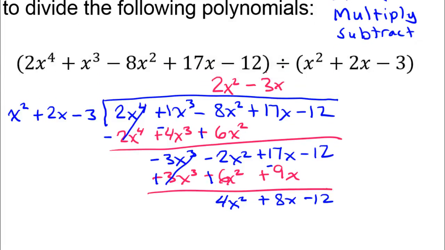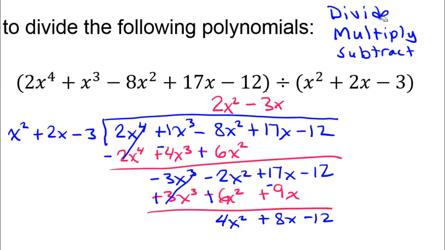So go back one more time to divide. When I'm talking about dividing, I'm looking at the first two terms. So I'm thinking 4x squared divided by x squared. So that will just be 4. So I will put my plus 4 up here. So now I've divided. Now it's time to multiply.